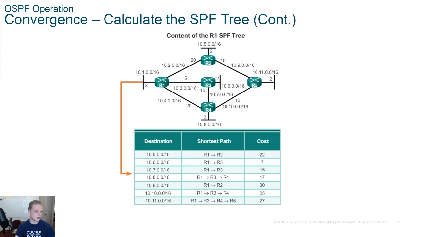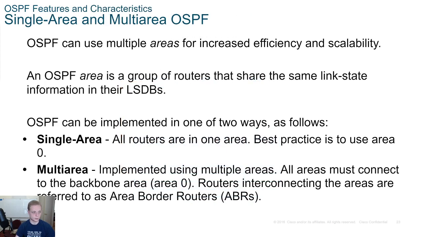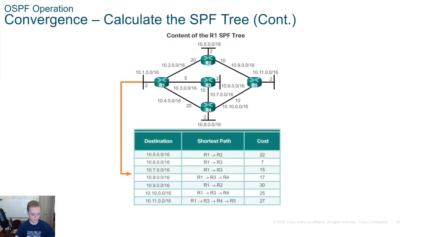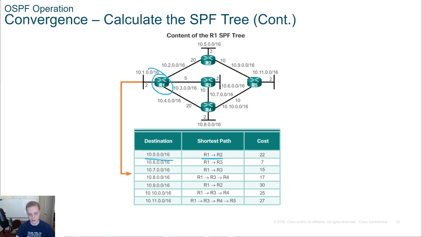So our actual tree here is going to tell us from R1's perspective, to get to this network, this is the best path. To get to this network, that is the best path. And here's our cost, right? Again, that's cumulative. So if we're going R1, R3, R4, that's going to be a cost of 10 down here, 5 here, and then the 2 here, because we're actually going to 10.8. Hopefully that makes sense. If not, tell me and I'll try to explain better.